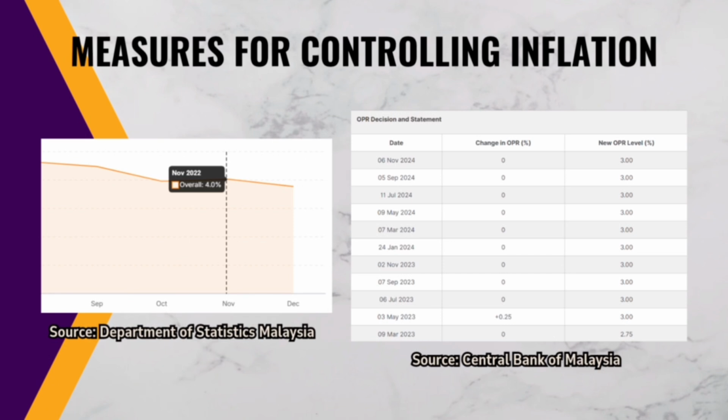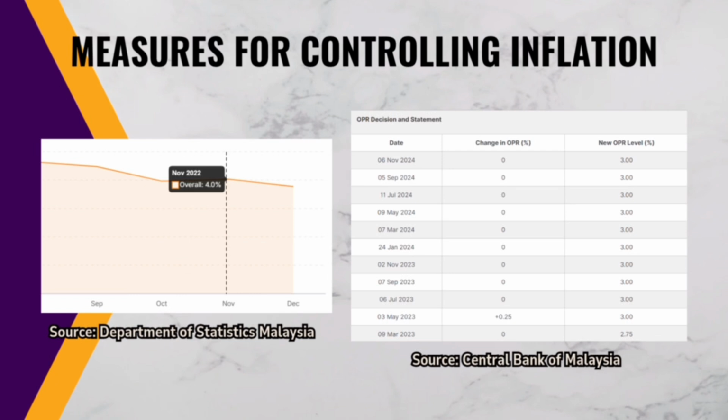In an article published by Berita Harian, the head of research of TA Securities, Kalade Govindan, stated that higher interest rates lead to increased cost of borrowings from banks, which has the potential to reduce borrowing, thereby slowing investment and consumption. At the meeting of 5th September 2024, the MPC decided to maintain the OPR at 3%.